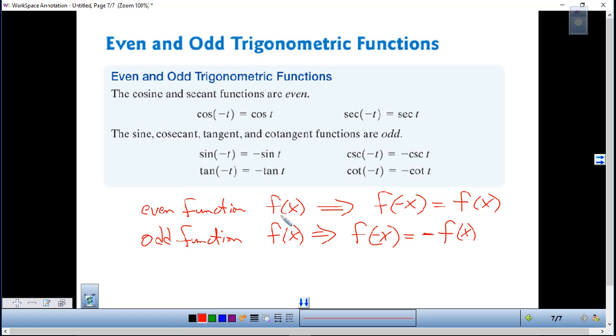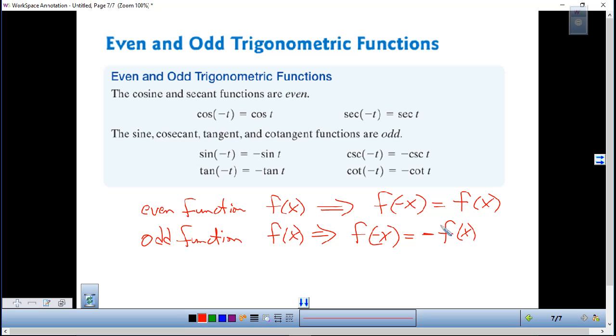So for any given f of x, any given function, if we plug in a negative value and we get the exact same function value that we started off with, it's an even function. And for an odd function, if we plug in a negative value of x and we get the negative of what we would have gotten if we plug in a positive x, then it's an odd function. If it's any other combination, it's neither. These are very specific about what has to happen with them.